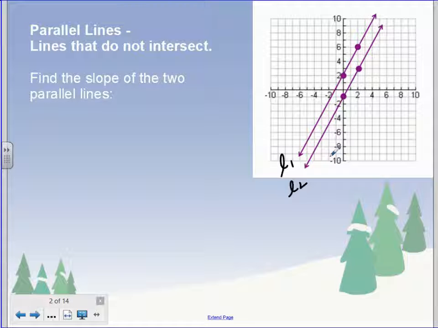So for line 1, we can certainly take the 2 points and subtract the y's and subtract the x's and mathematically calculate the slopes, or we can also count out the rise over the run. So for line 1, we are rising 4 and running 2, up 4 over 2, which simplifies to a slope of 2. For line 2, we are rising, let's see, 1, 2, 3, 4, 1, 2, and running 2.